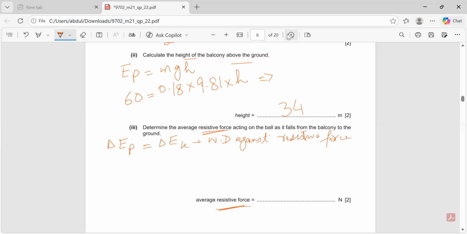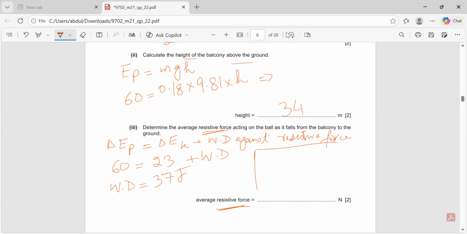Now see, this is 60. Kinetic energy is equal to 23. So the work done against resistive forces we can easily calculate. That will be 60 minus 23, the answer comes to be 37. So work done is equal to 37 joules.